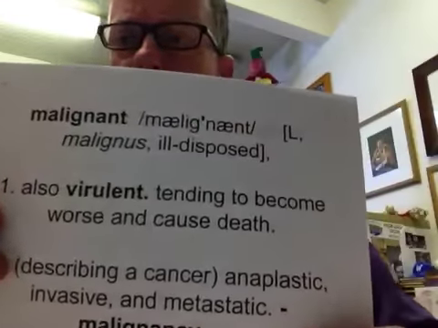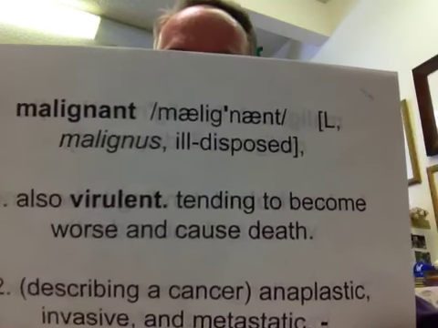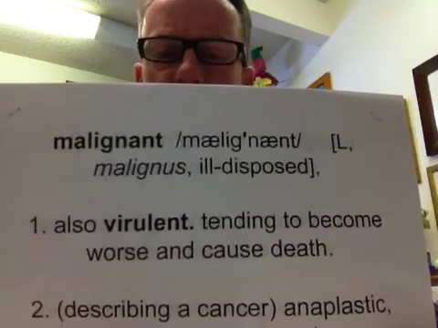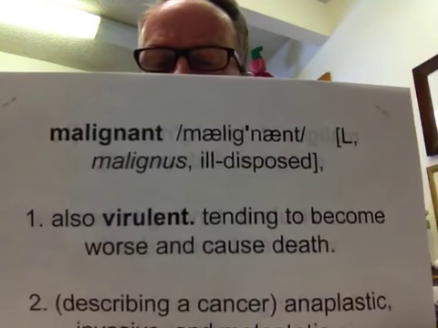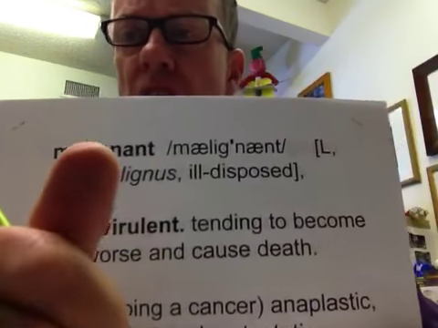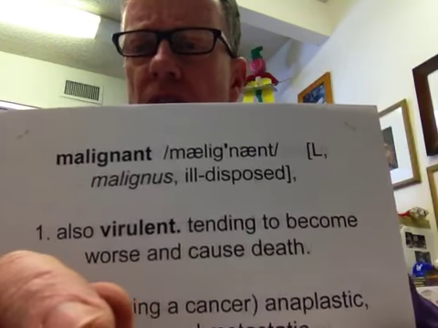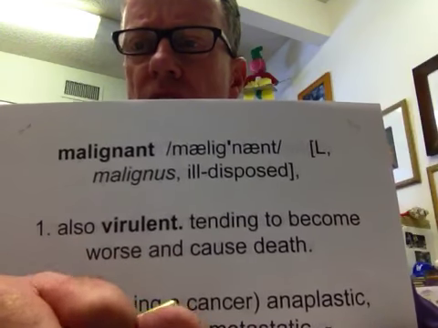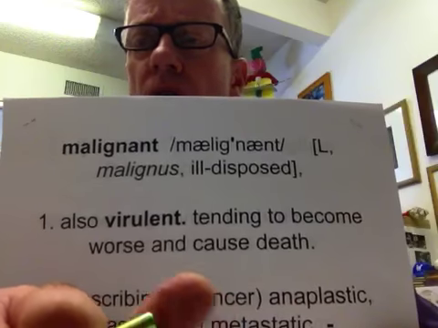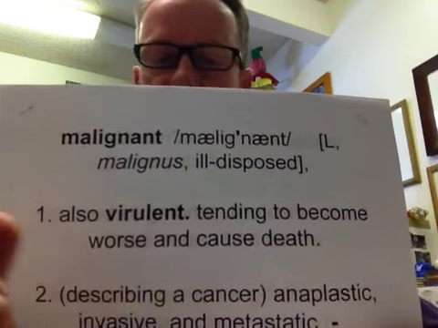Descriptors of the term malignant. You see the literal definition is ill-disposed. The more virulent forms of disease are those tending to become worse and cause death. So if we say a virulent cancer, this really is indicating that it's a disease that is rapidly progressing and leading to compromise of the organism.